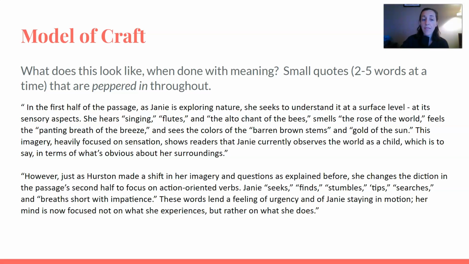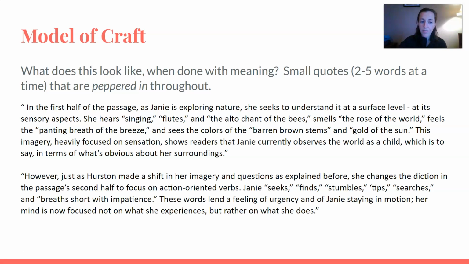This imagery, heavily focused on sensation, shows readers that Janie currently observes the world as a child, which is to say, in terms of what's obvious about her surroundings. It's a lovely piece of analysis. It also opens up a problem that the analysis can then address. So it sets up a line of reasoning.